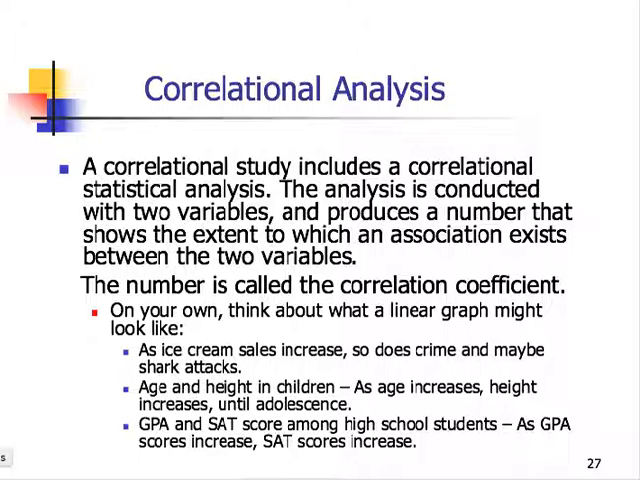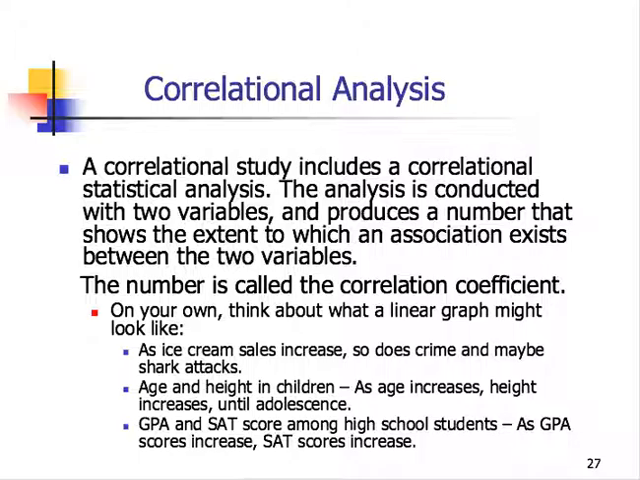Oftentimes, a correlational study, that's basically the definition, actually includes a correlational statistical analysis. The analysis is conducted with two variables and produces a number, or value, that shows the extent to which an association exists between those two variables. That's the R value. So the R value, or we call it correlation coefficient.